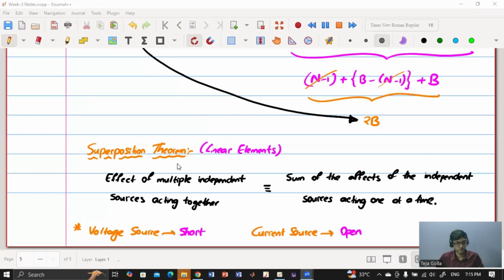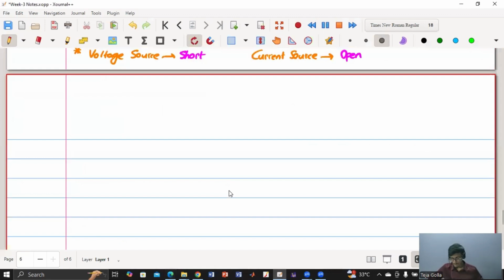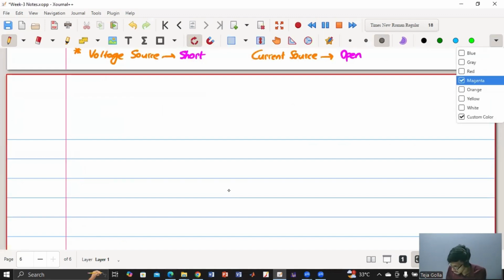Now we'll solve a few problems. Any doubts till this point? If this meeting ends, please join back. Any doubts till this point? So we'll start the problem solving session.